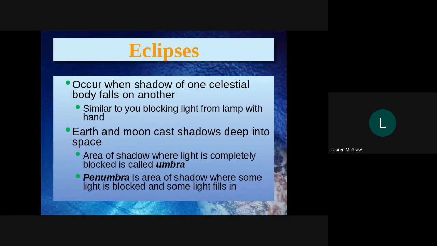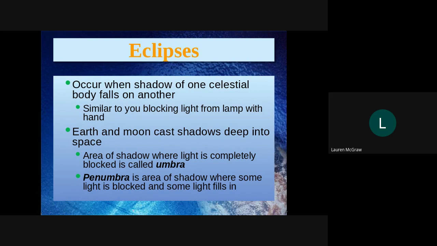All right, so what are eclipses? The word eclipse means to block, and in this case, we are blocking the sunlight. Eclipses occur when the shadow of one celestial body, so this could be anything, a planet, a moon, an asteroid, anything up in space that casts a shadow, and everything does, anything that has any kind of size or mass does cast a shadow. What that shadow actually hits depends on how big the shadow is.